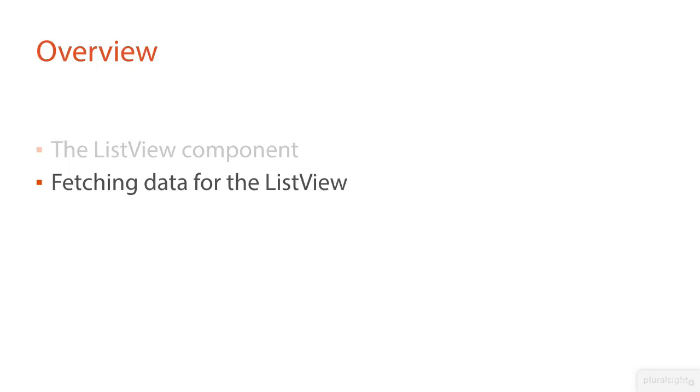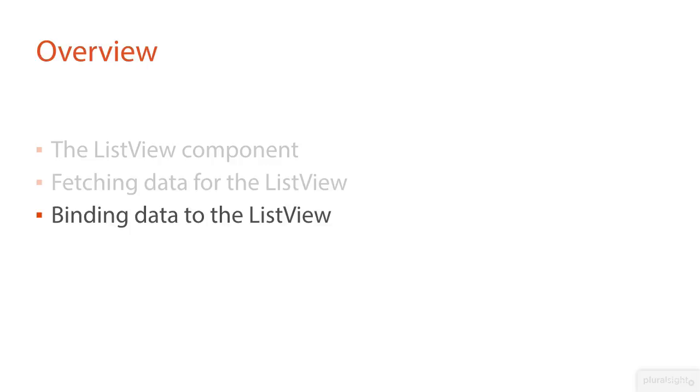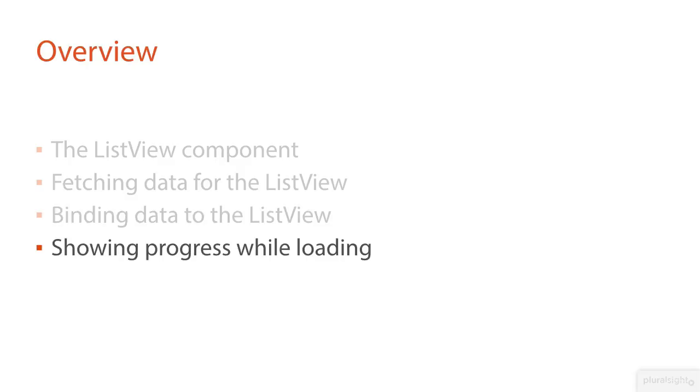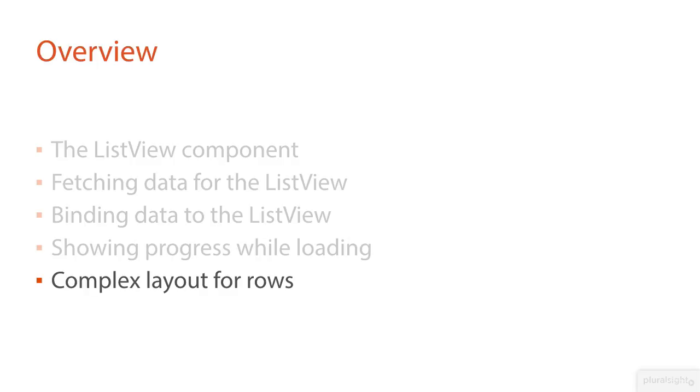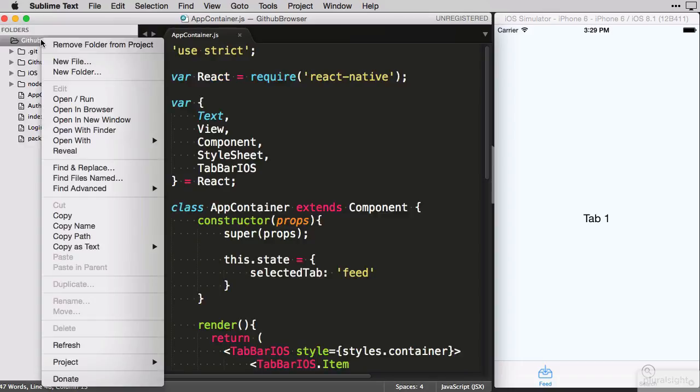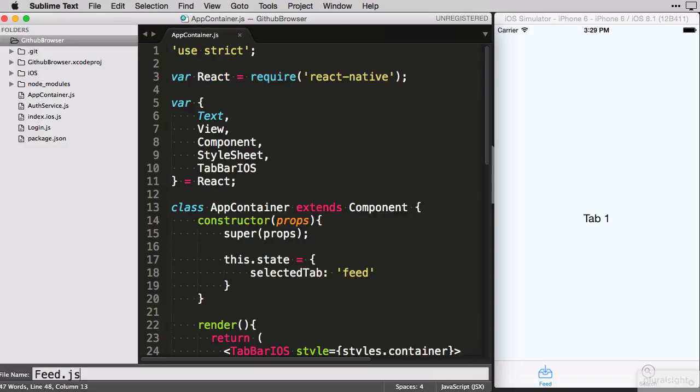We'll go over how to get data from our HTTP service using the Fetch API. I will show you how to work with the data source, which the list view depends on for its data. We'll add some code to show the user that something is happening while we wait for the data to come back from the server. I'll show you how to use Flexbox to create a complex layout for the items in the list view. We need to create a new component for our feed, so I'm creating a file called feed.js.